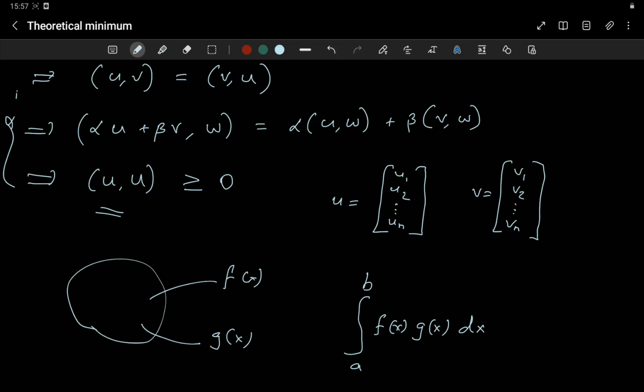So what about the first one? If I interchange f of x and g of x, it will be same. No issues. The first one is okay. What about the second one?